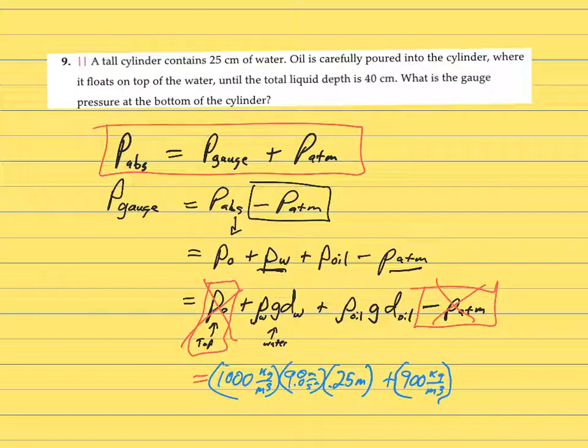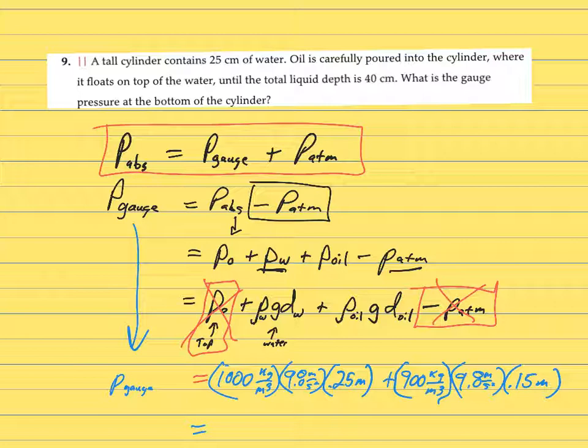Remember, I'm going to do my order of operations correctly. Gravity still 9.8 meters per second squared. And what was the depth of that oil? 0.15 meters. And this is still my gauge pressure. Kind of ignored it on the way down.